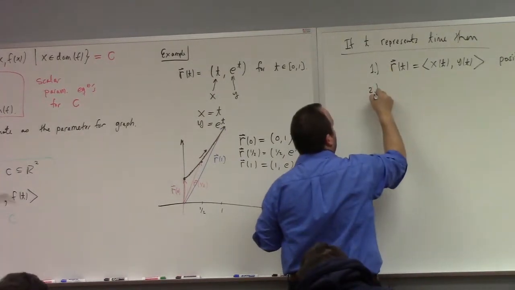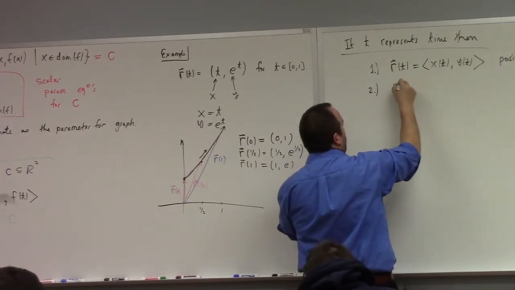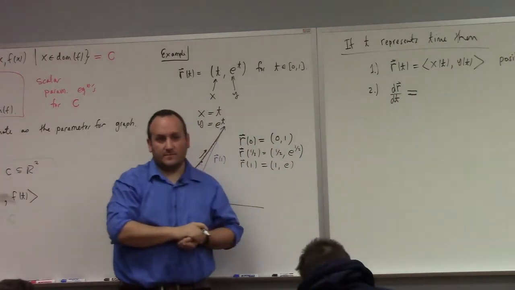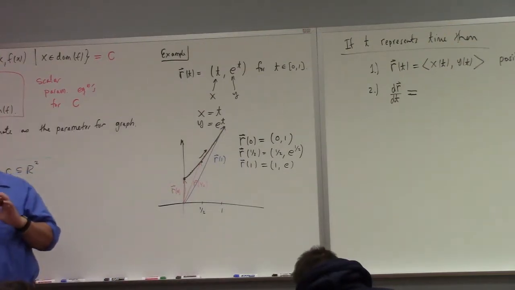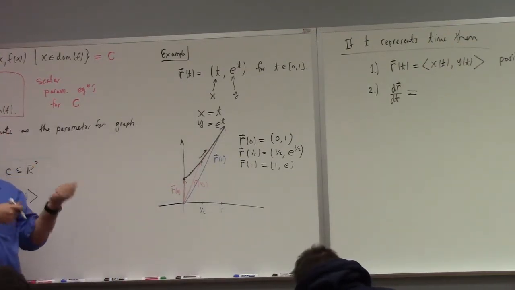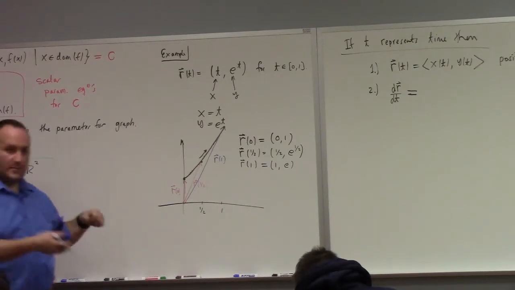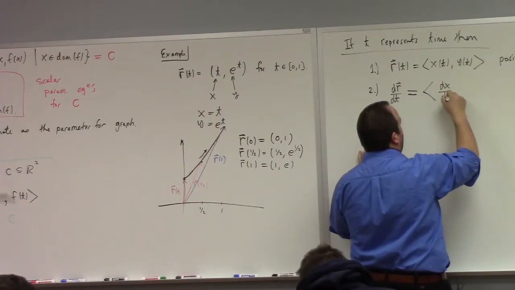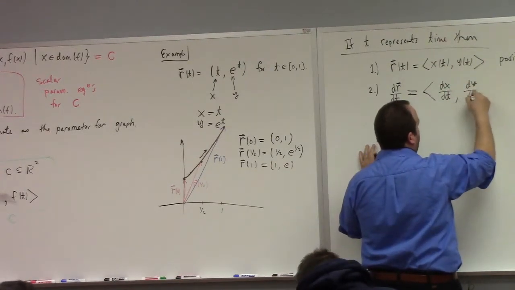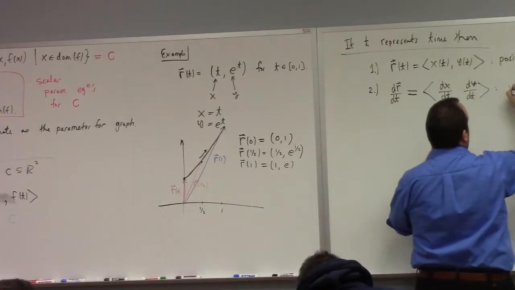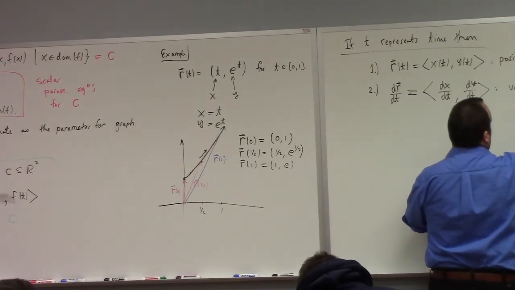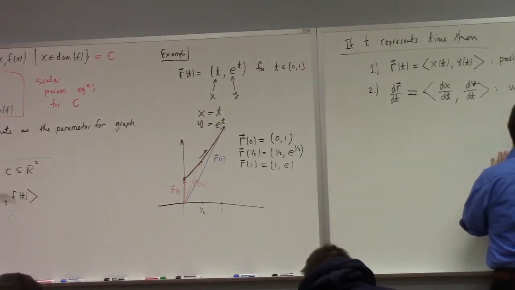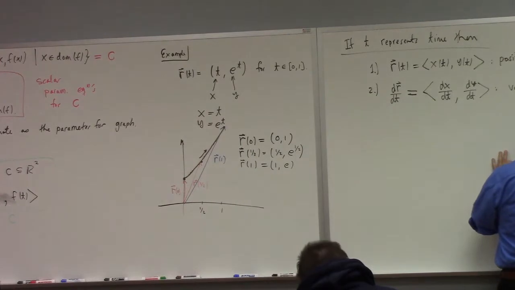Number two, we could calculate dr/dt. What that would mean is we differentiate each component function: we differentiate the x component, we differentiate the y component, one at a time. So the velocity, if you will, is just (dx/dt, dy/dt). Well, the velocity of the particle at time t.